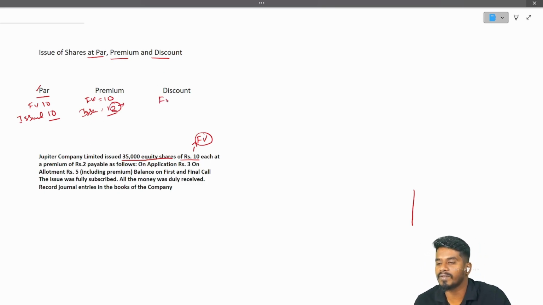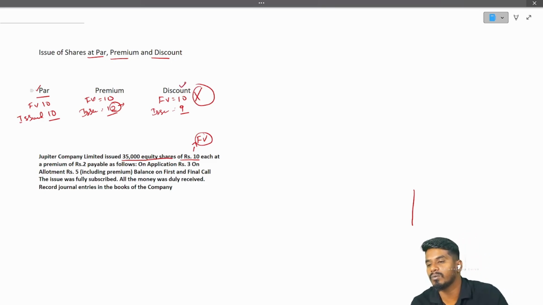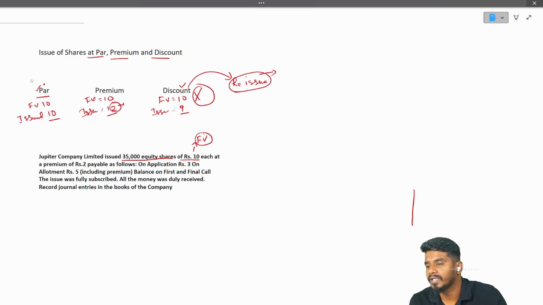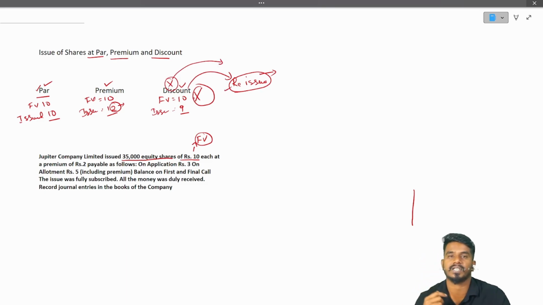Next. If the face value is 10 rupees and the issued price is only 9 rupees, this is called discount, right? So this is practically not possible right now. Issuing at discount is not possible. This is possible only in case of reissue. This we will learn later. So we can issue at par and we can issue at premium. Normally, we cannot issue at discount. We can issue at discount only in case of reissue.